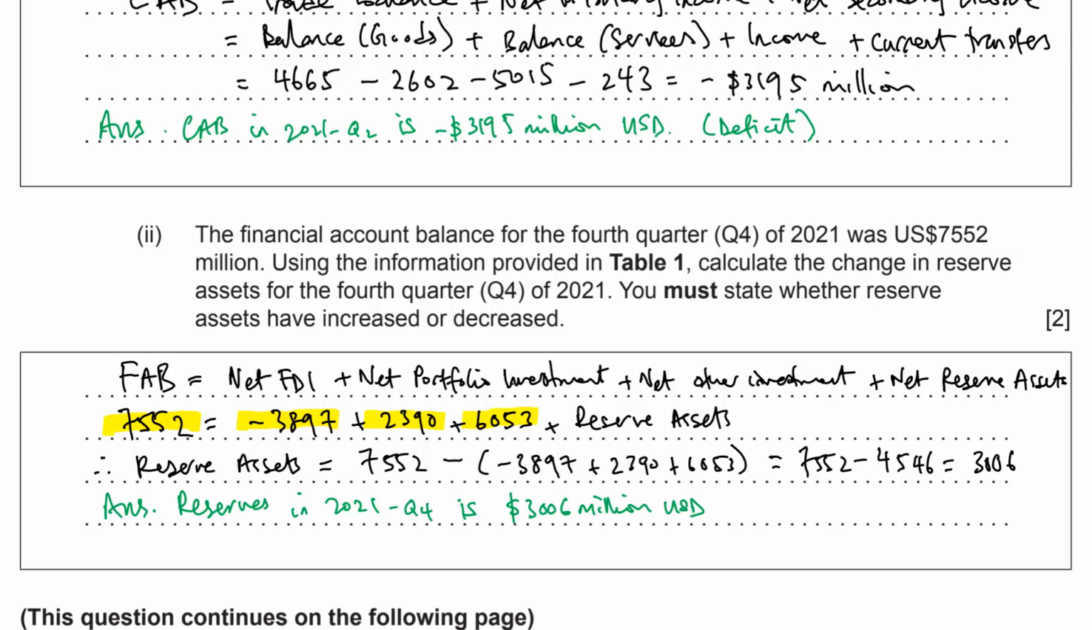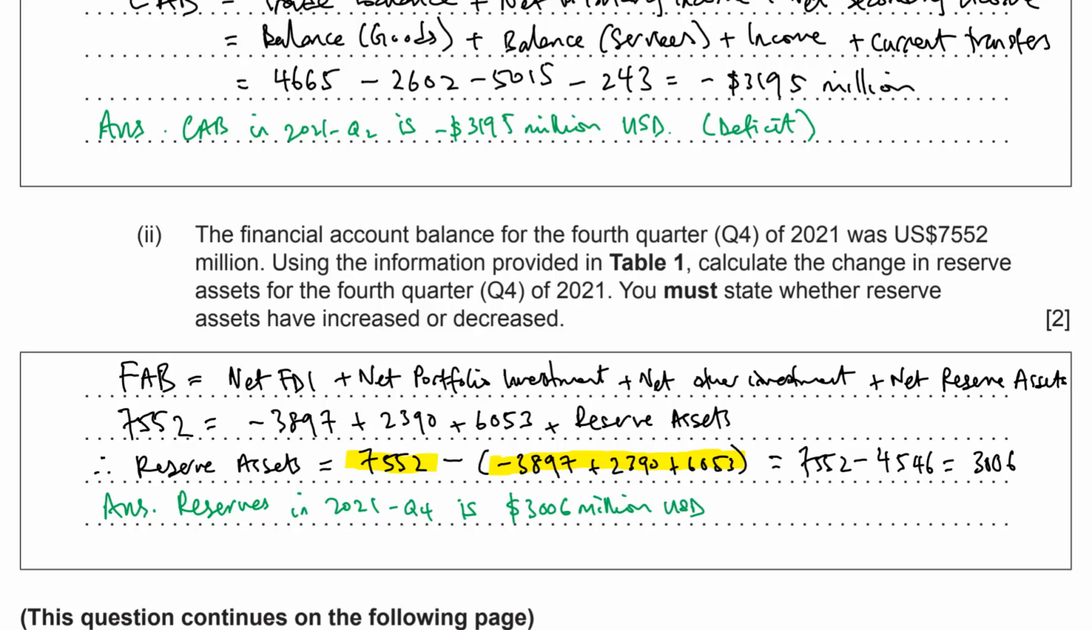Now, all we have to do is a bit of algebra. So we go 7,552. If we add those first 3 bits of the equation, net FDI, net portfolio investment, and net other investments, and then subtract them from the financial account balance, we should end up with the reserve assets. So that's what I've done in this next row over here. We say 7552, which is the financial account balance, and then we subtract all the stuff that were the first three items on the previously right hand side of the equation. We're going to end up with 7552 minus, and then you open the bracket, minus 3897 plus 2390 plus 6053.